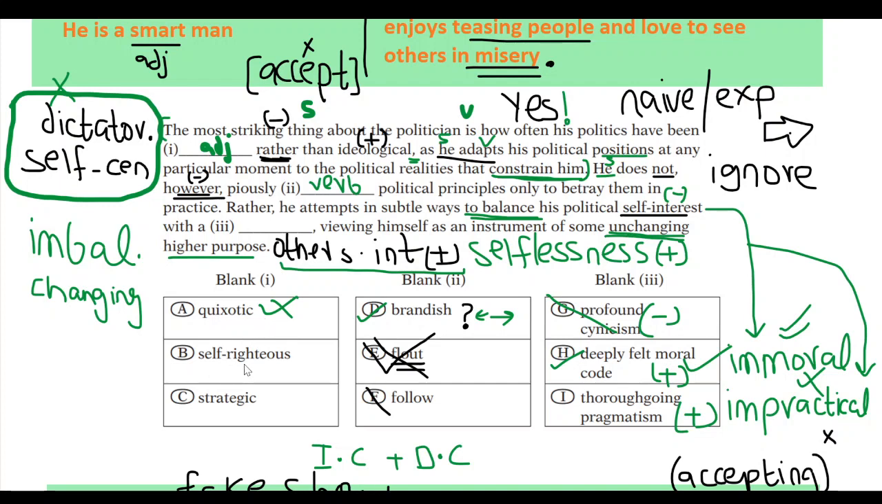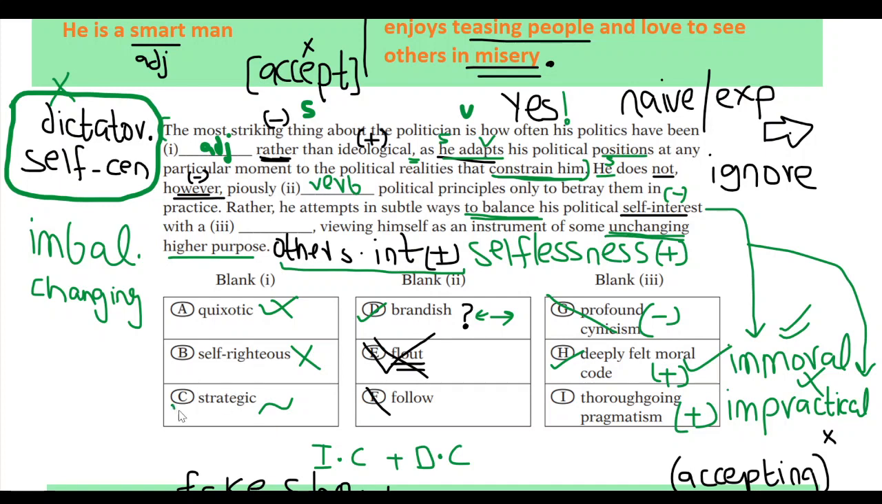My initial guess, self-righteous, was definitely wrong. Why? Because he was adapting right over here. He was adapting the positions that constrained him, that were opposite to him. So that doesn't work. The only thing which seems to make sense is strategic, that he was a damn good thinker. He was really into tackling these different ideas and coming up with a solid plan, blah, blah, blah.